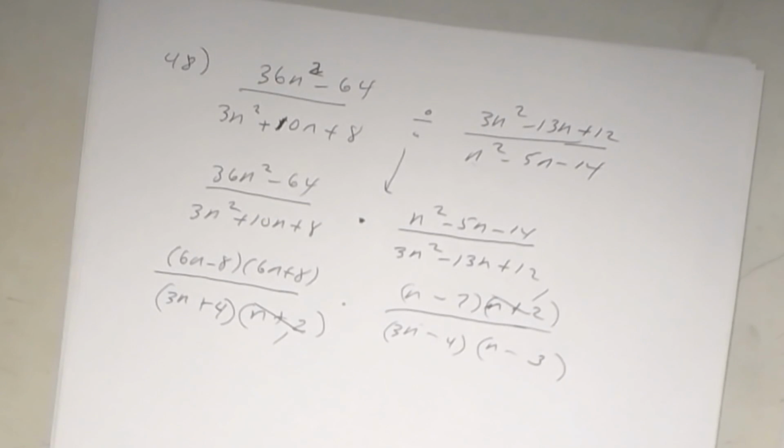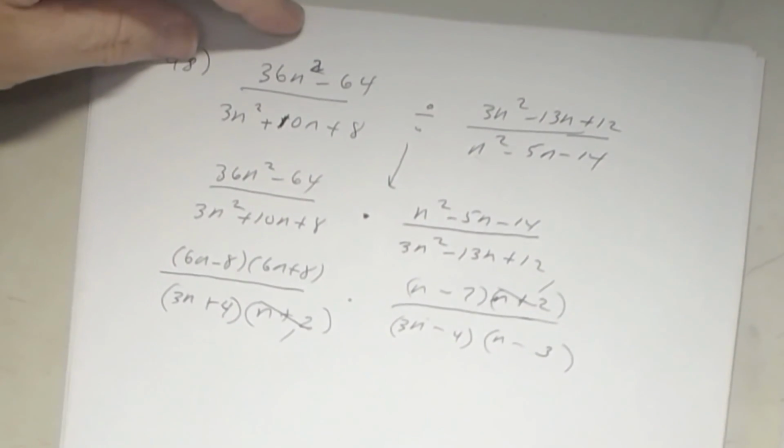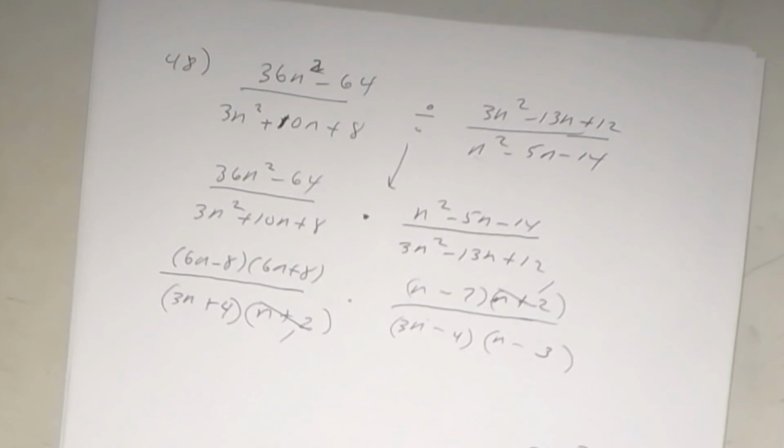When I asked you to factor the numerator, you were supposed to look at GCF first. What's the GCF? 8. GCF is not 8. 8 doesn't go into 36 evenly. Oh, GCF is 2. Okay. So what you needed to do first was factor out a 2. 2 times 18n squared minus 32. But the GCF was not a 2, because what do you notice about 18 and 32? They're both even, so they're both divisible by 2.